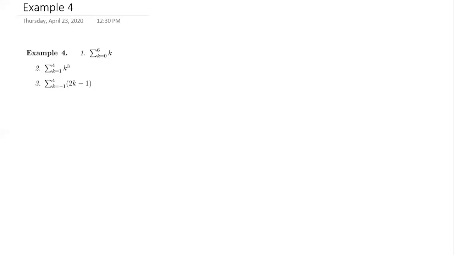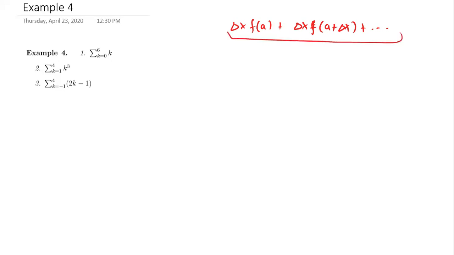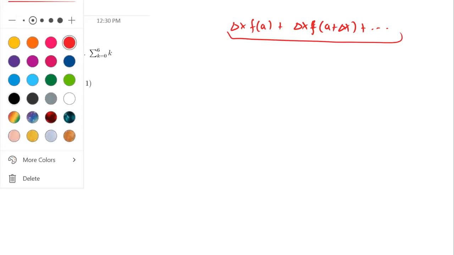Now, it's not going to be feasible for us to write it as we're doing it, right? We don't want to write change in x times f of a, plus change in x times f of a plus change in x, plus, we don't want to do this 1,000,000 times. So what we're going to do is introduce notation that simplifies writing up this addition. Okay. So what's this notation? I'm just going to go ahead and give you examples.